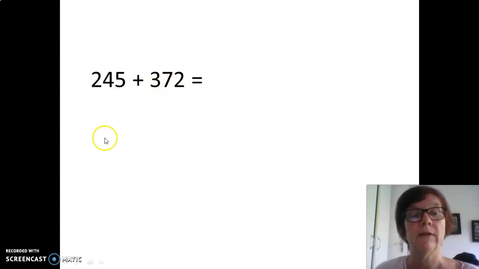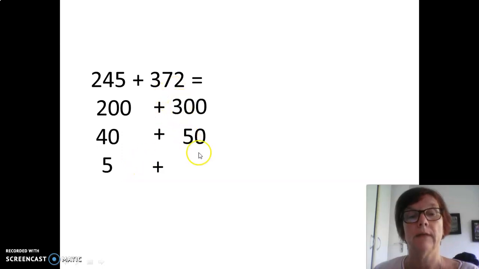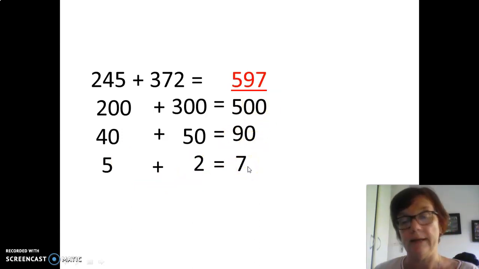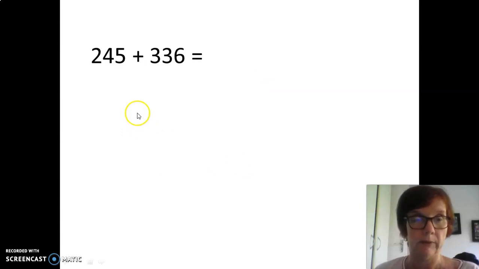So 245 plus 372. Nice, easy peasy sum. 245 plus, break up 372. 200 plus 300 is 500. 40 plus 50, 90. 5 plus 2, 7. 597, easy peasy. Right, last week we took it a bit further.